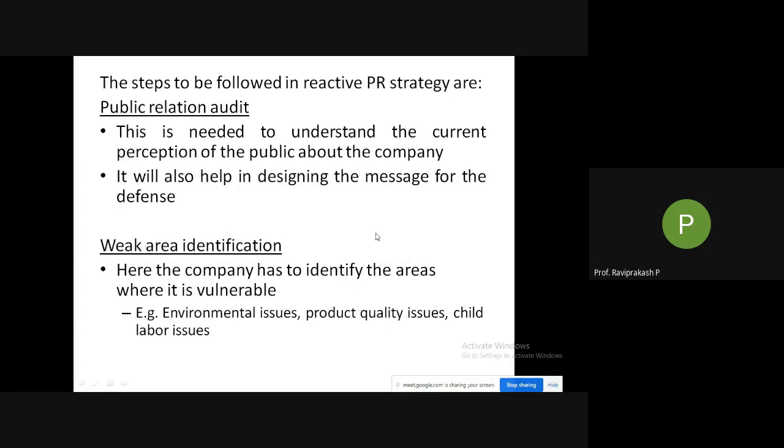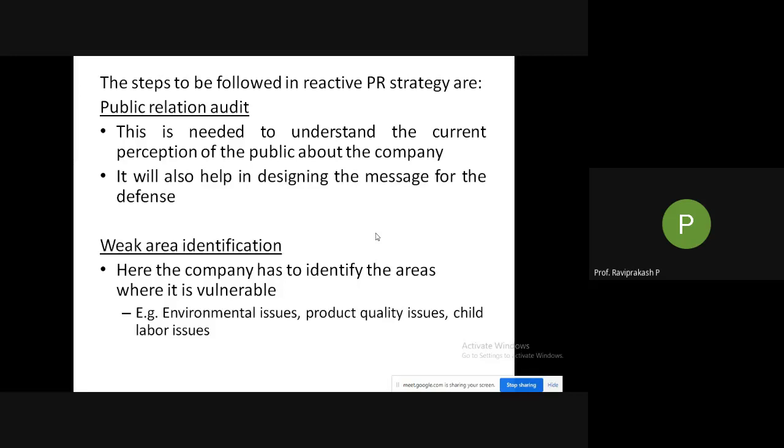Then the steps to be followed in reactive PR strategy. Public relation audit: this is needed to understand the current perception of the public about the company. It will also help in designing the message for the defense. So what are people thinking now about the company after the allegations? Then you should devise a message that tries to minimize the damage, or that is able to defend the company from the allegation for the time being, till the investigation, till people find out whether it really has happened or not. So we can call it investigation.